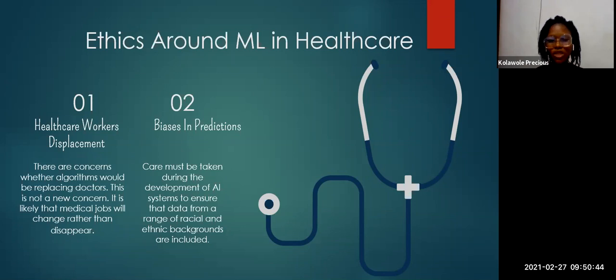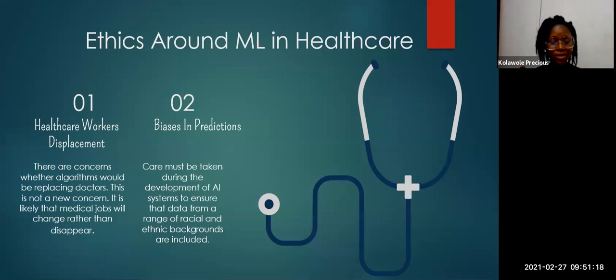But in this particular case, the medical researchers have been able to recognize this, and they are presently working on it. Care must be taken during the development of AI systems to ensure that data from a range of racial and ethnic backgrounds, and data from gender identities, are included while these models are being trained. They must be trained with diverse data sets so that they can represent all races. All right, so these are things that can be taken care of.